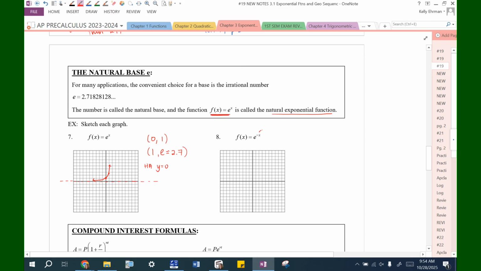And if I have e to the negative x, remember this is a y-axis reflection, because e to the negative x is like having a negative inside of your function. So I still have the point (0, 1), but instead of (1, 2.7), I've got (-1, e), which is about 2.7. You would still have a horizontal asymptote at y equals 0. So (-1, 2.7) and (0, 1). This graph would decrease, approaching 0, but not actually reaching 0.